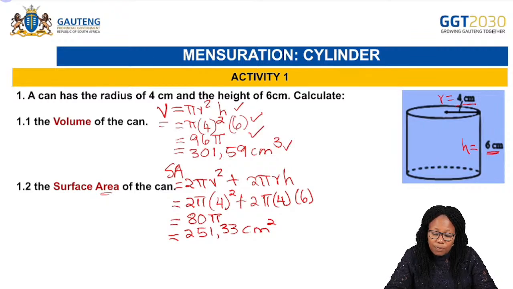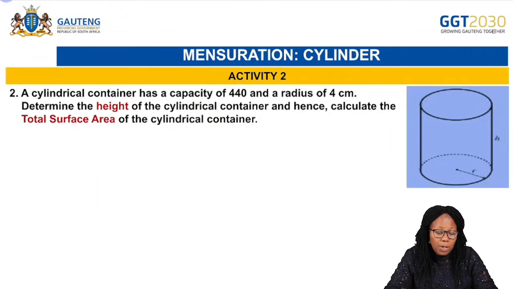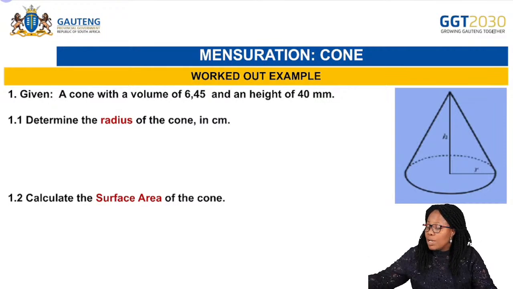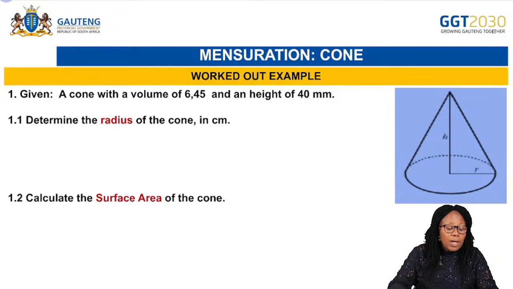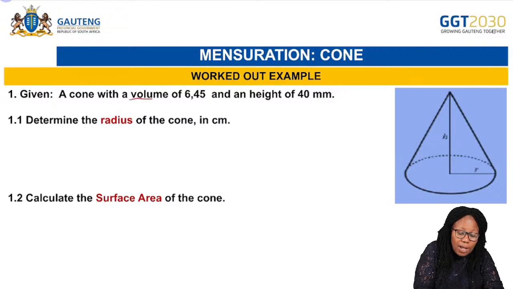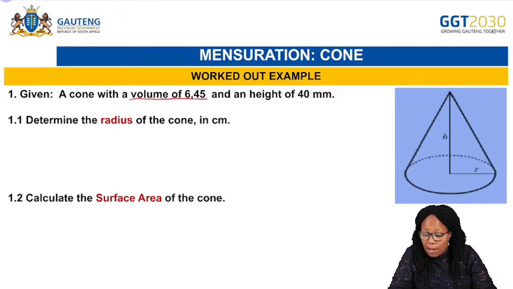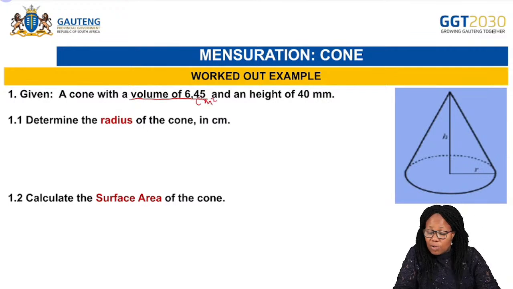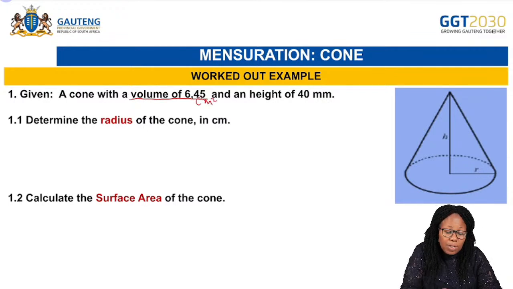Okay, and then let's move to another shape. We are looking at the cone now. And then with the cone, remember again, formulas will be given to you, grade 12. In this case, we are given a cone with a volume of 6,45. The volume is given to us. 6,45 square centimeters there. And then with the height of 40 millimeters.